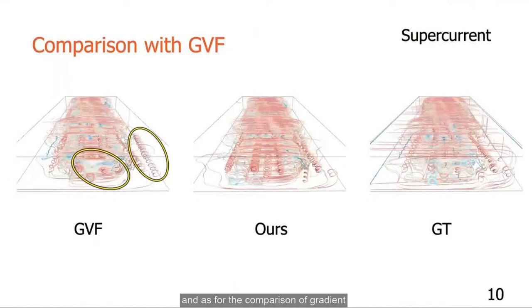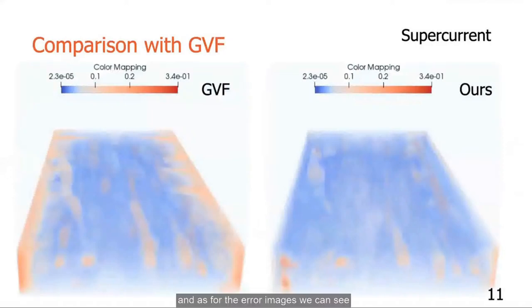As for the comparison with gradient flow, we compare visual results in terms of streamlines traced from the reconstructed flow fields and errors introduced by flow field reconstruction. For streamline rendering, we can see that our results achieve better reconstruction quality compared with gradient flow. Namely, it generates streamlines that are closer to the input streamlines. As for the error images, we can see that the flow field reconstruction errors introduced by our method are smaller than those introduced by GFEF, especially in the boundary region.